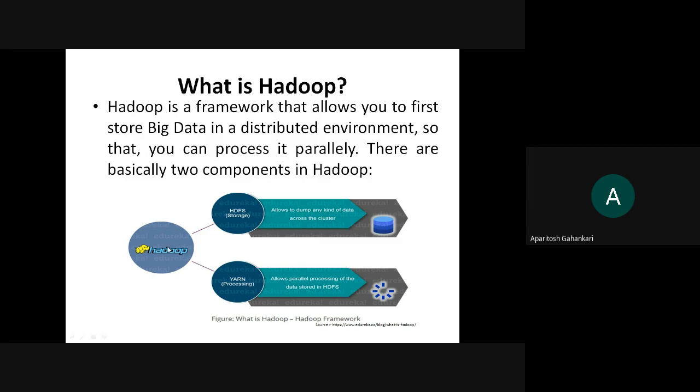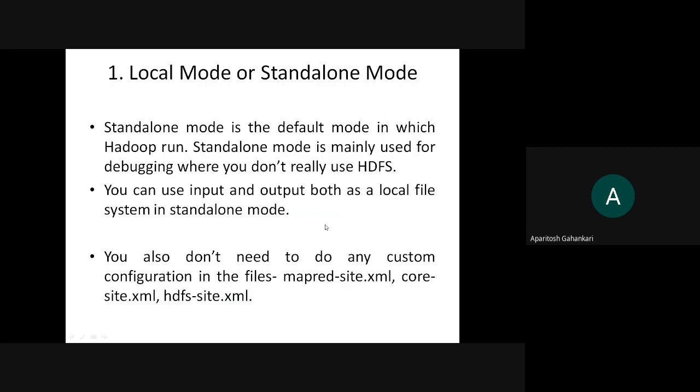So here you can see there is HDFS storage, that is the Hadoop Distributed File System, and YARN, which is enabling us for parallel processing. And this HDFS is allowing us to store the data in a distributed environment. So the first mode is your local mode or standalone mode.